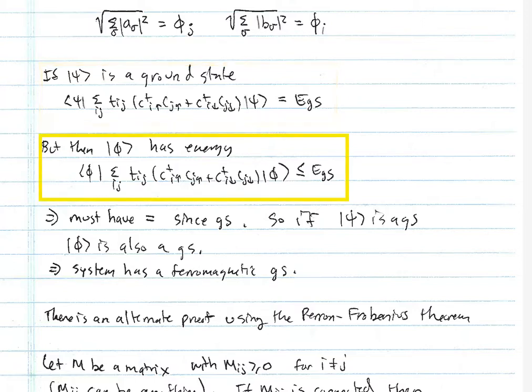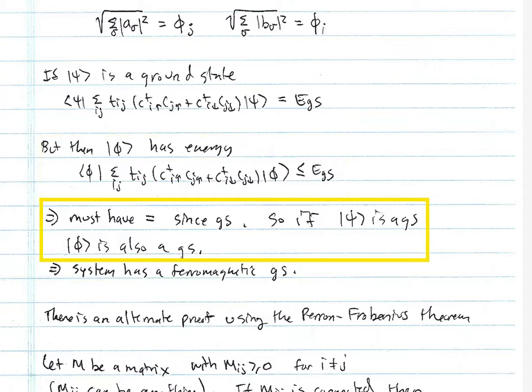But then phi has the same energy, because the expectation value of phi is less than or equal to the expectation value for the psi, which means the phi state must also be a ground state. So if psi is a ground state, then phi is also a ground state. Let me make sure you understand what this means.